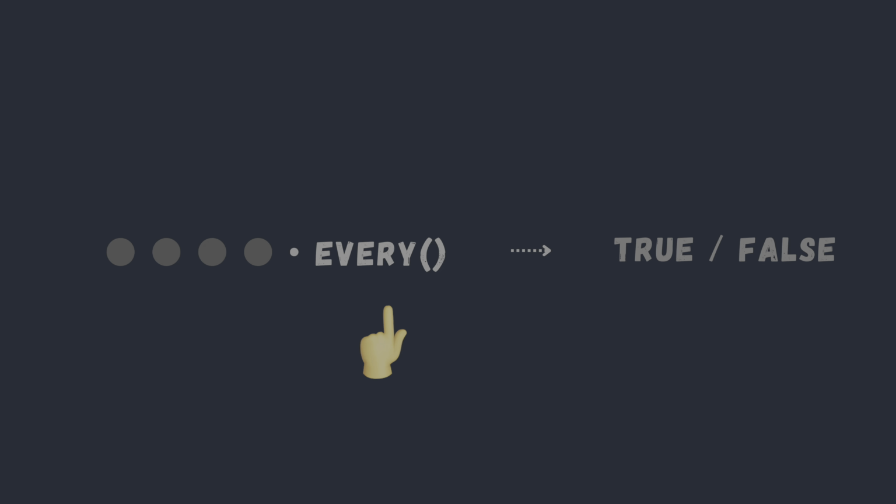The every method checks whether all the elements in the array satisfy a given condition. It returns true if all the elements of the array meet the condition, otherwise it returns false. This method is commonly used to evaluate whether an array fulfills certain criteria.